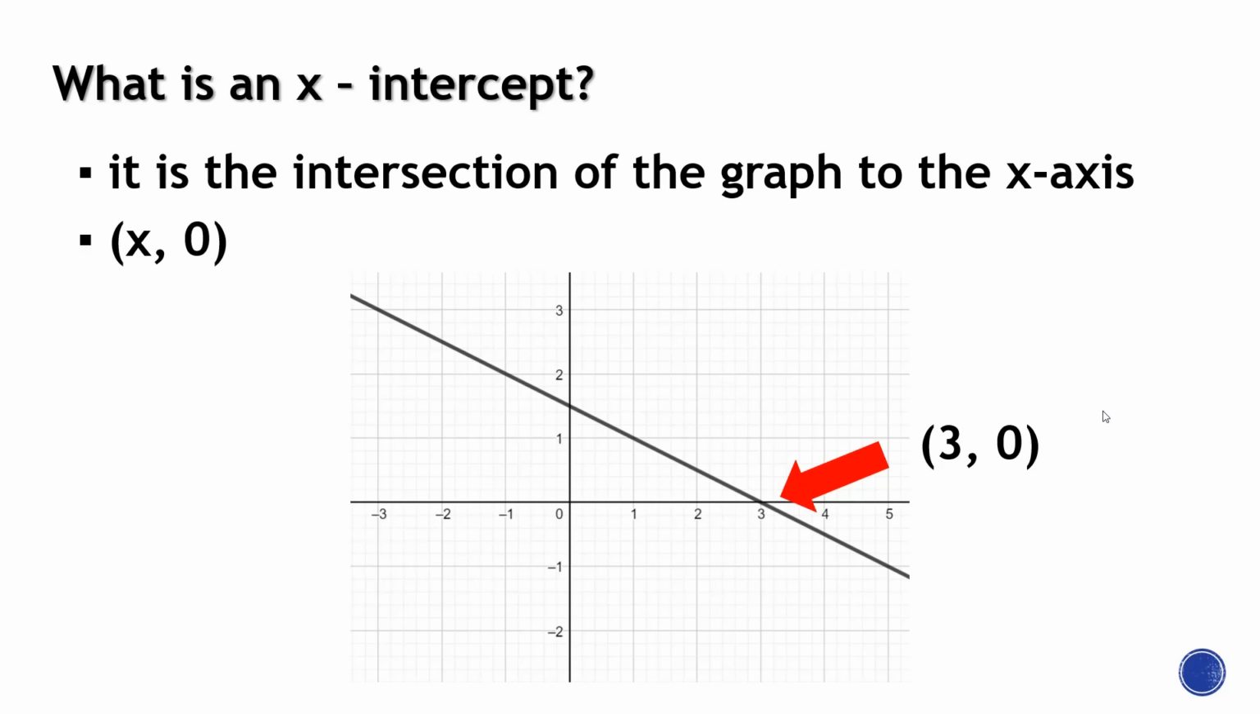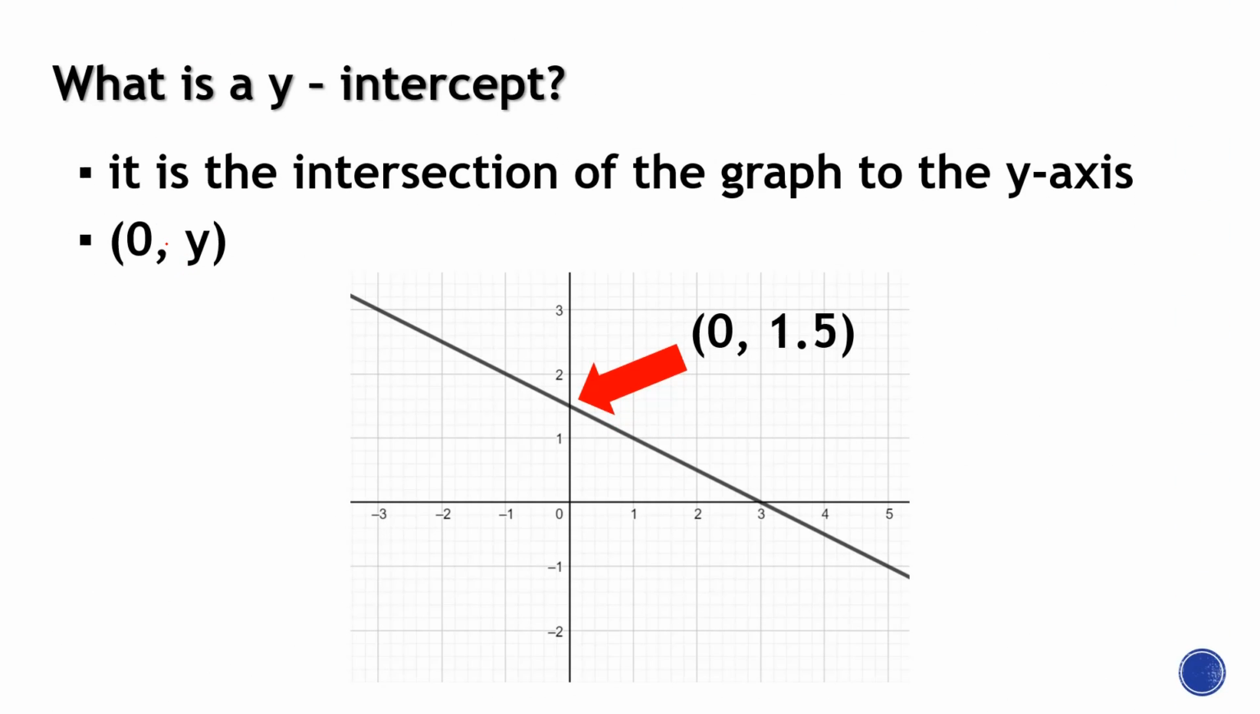Here we can see that it is the intersection of the graph to the x-axis. Our x-axis here is the horizontal line, and this diagonal line is our graph. The intersection of those two is again the x-intercept. The coordinates of that point are 3 and 0, and I will emphasize this: the y-coordinate is equal to 0.